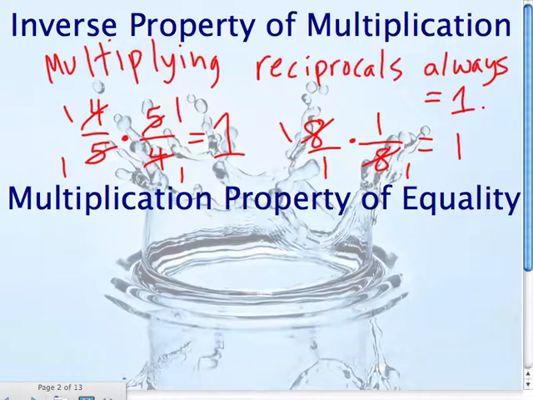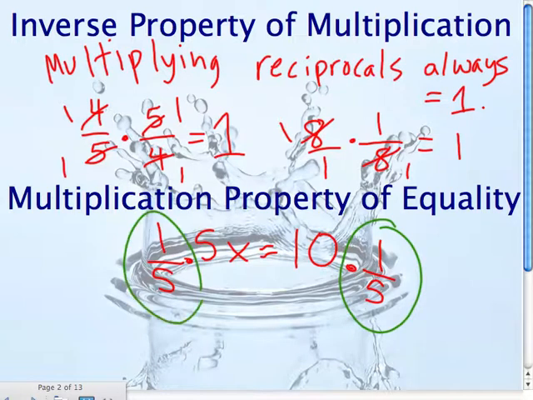Then the multiplication property of equality. Any of the equality properties, all they say is if you do something to one side of an equation, you have to do it to the other. So in this case, it's multiplying. So if I have 5x equals 10, if I multiply this side by 1 over 5, I also have to do this side by 1 over 5. Okay? So this is that equality property right there, doing it to both sides of the equation.